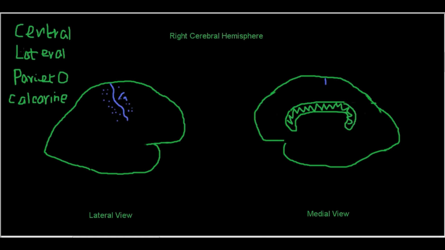So let's just label this central sulcus so we don't forget that this here was the central sulcus, and the gyrus in front of it is the precentral gyrus, right? The precentral gyrus, whereas the gyrus behind it is the postcentral gyrus.